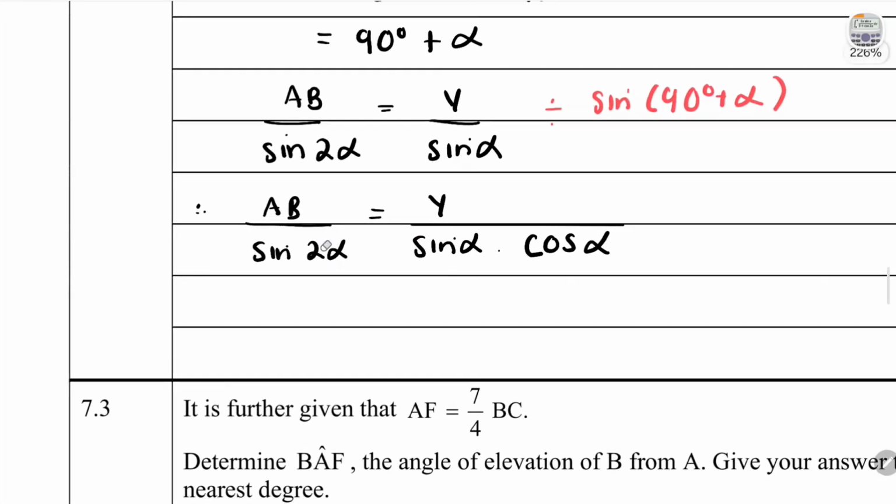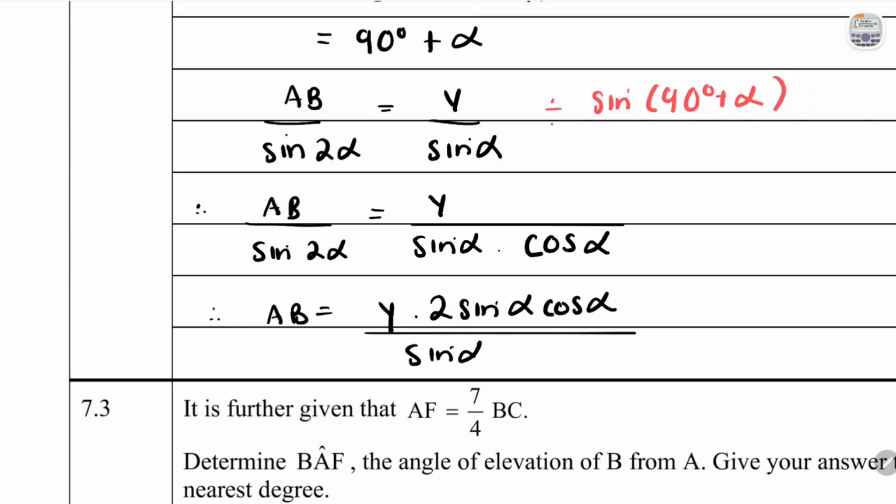Then we can go ahead and transpose this since we need AB on its own. Okay, so AB is finally equal to, we're moving it from the denominator, so it goes to the numerator, and it is sine 2 alpha. But you see that we can use double angles to just expand that. So that's going to be times 2 sine alpha cos alpha, and this goes all over sine alpha cos alpha.